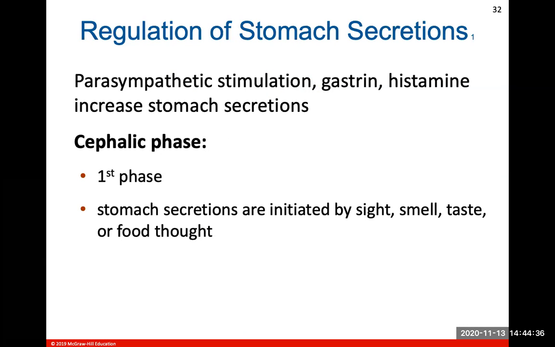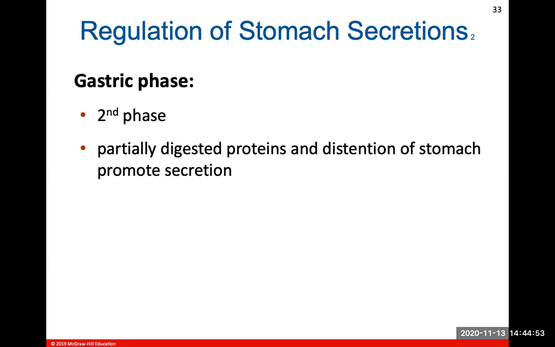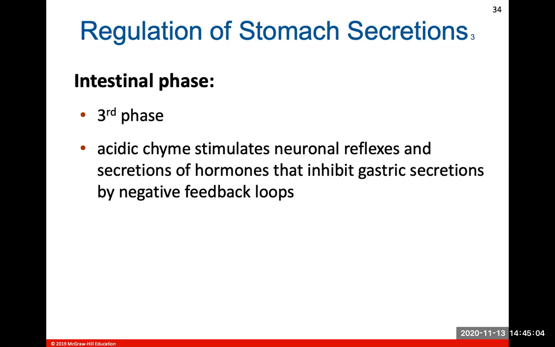The regulation of stomach secretions: parasympathetic stimulation, which is again that rest and digest division, will secrete gastrin. Histamine will increase stomach secretions. The cephalic is the first phase, where stomach secretions are initiated by sight, smell, taste, or food thought. The gastric phase is the second phase, where partially digested proteins and stretching or distension of the stomach will promote secretion. And then the intestinal is the third phase, where the acidic chyme will stimulate neuronal reflexes and secretions of other hormones that will inhibit gastric secretions by negative feedback loops.